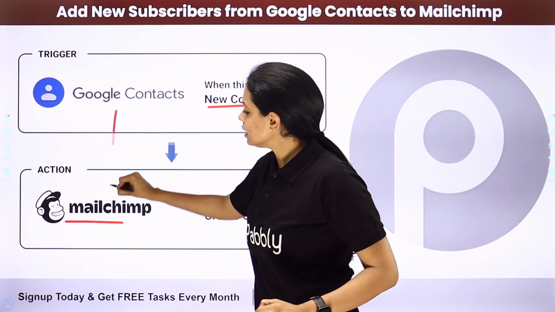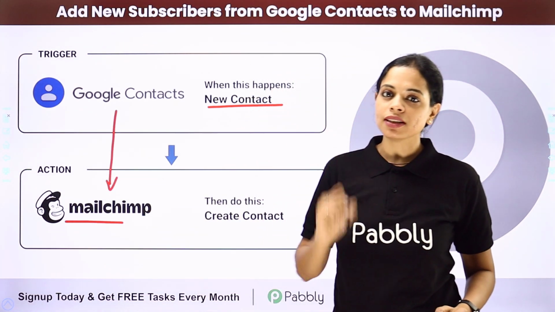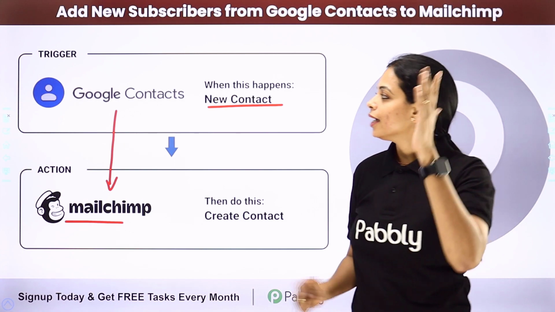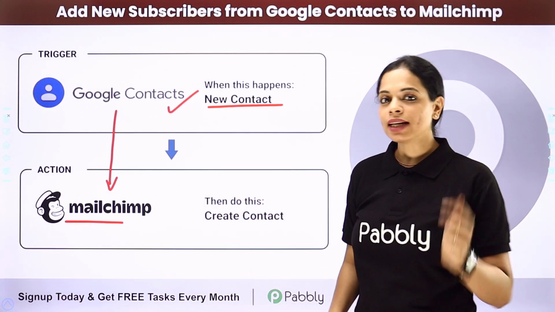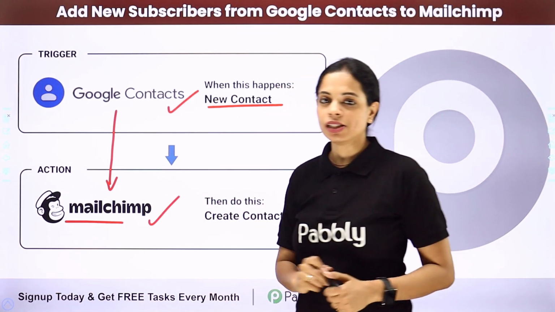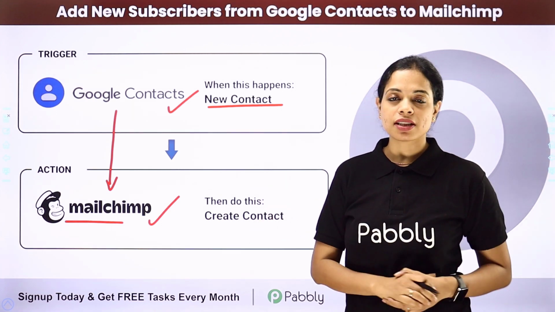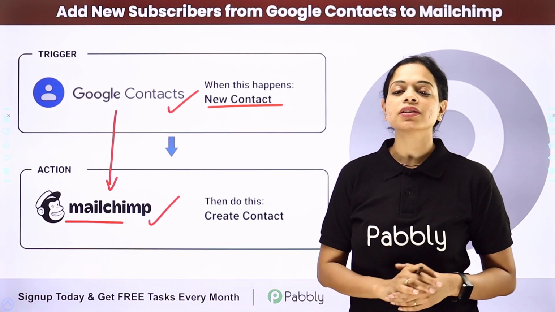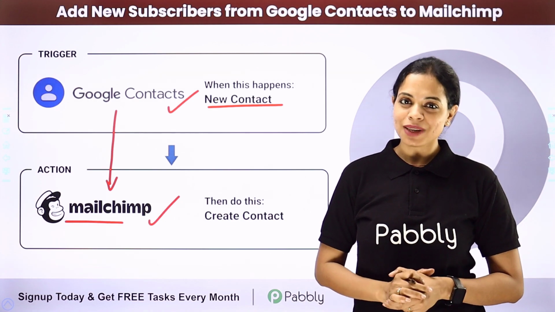For this, you will have to integrate these two applications, and the same thing can be done using Pabbly Connect software. Here your trigger application will be Google Contacts and your action application would be Mailchimp. Now, how can you integrate and automate this entire process yourself? To understand that, let me take you to my screen.